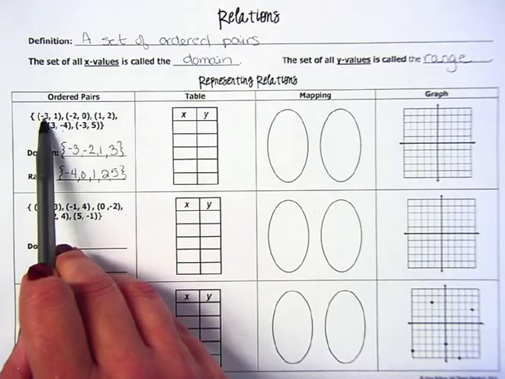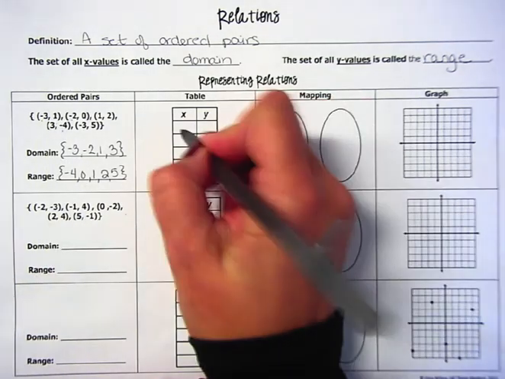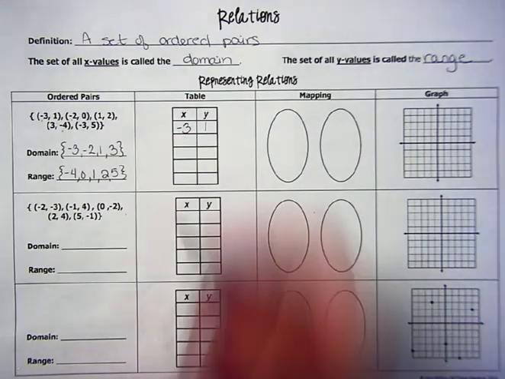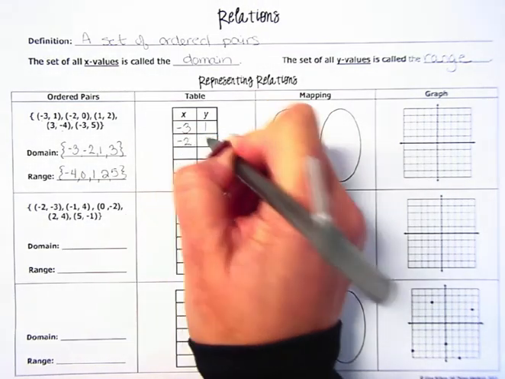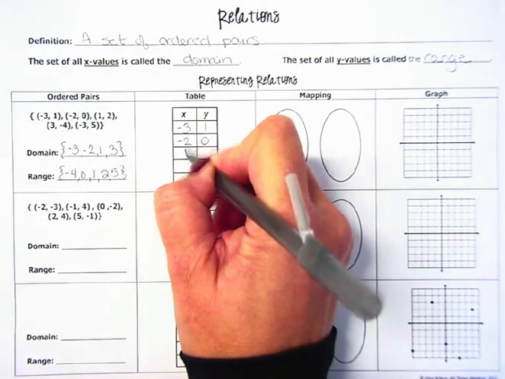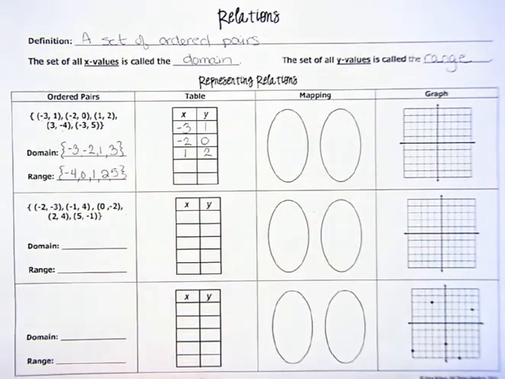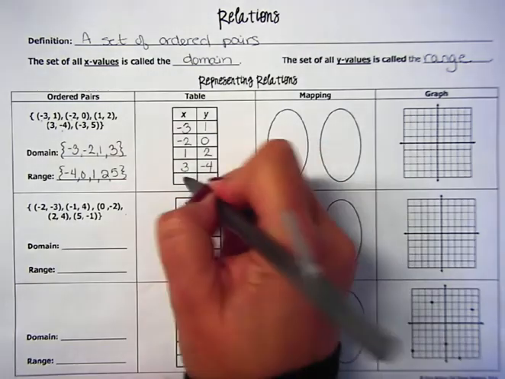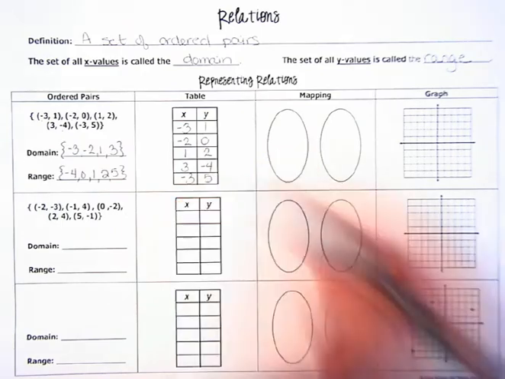So if this point here is the point -3, 1, in a table the x value is a -3, the y value is a +1. The x value for the second point is a -2 and the y value is a 0. The next point we have 1, 2, so the x value is a 1, the y value is a 2. Then we have the point 3, -4, and then we have -3, 5.